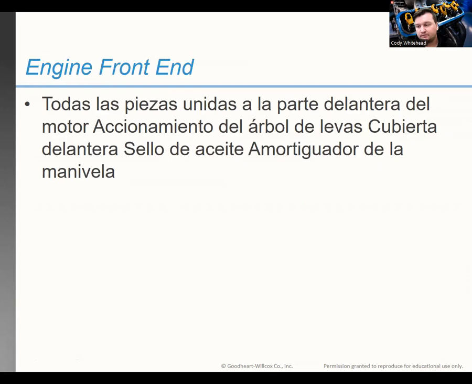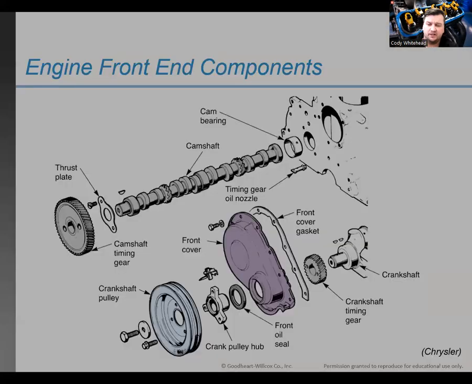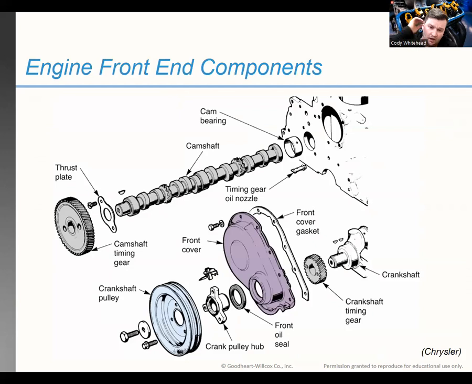Engine front end. It's all the parts attached to the front of the engine: your camshaft drive, your front seal, front cover, your oil seal, your crank dampener, all of that. Additional parts can be your oil pump, your water pump, chain or belt tensioners, auxiliary drive or sprockets, and your engine sensors. So you can have a lot of stuff on the front of your engine. You see here is a picture of everything, your crankshaft snout sticks out the front, gears, all of that stuff.